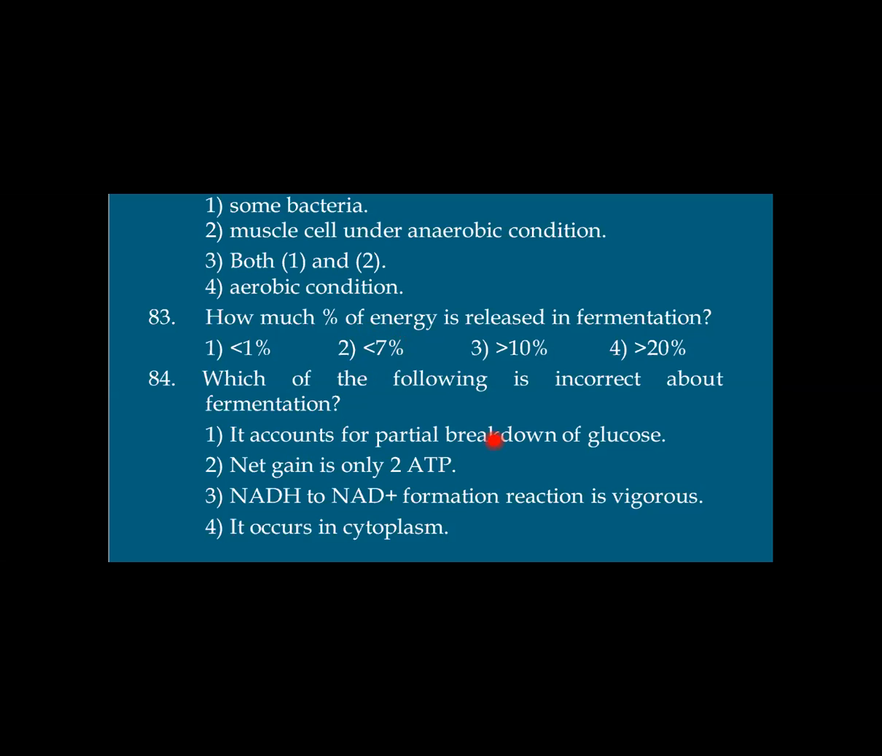Which of the following is incorrect about fermentation? It accounts for partial breakdown of glucose. Yes, it is right. Net gain is only 2 ATP, 100% right. Many times I said this. NADH to NAD formation reaction is vigorous. Wrong. This reaction is not vigorous. This reaction is a slow process, and NADH is used in lactic acid fermentation and also during the conversion of aldehyde to alcohol. So statement 3 is the incorrect statement. It occurs in cytoplasm is right, fermentation occurs in cytoplasm. Option 3 is the answer.